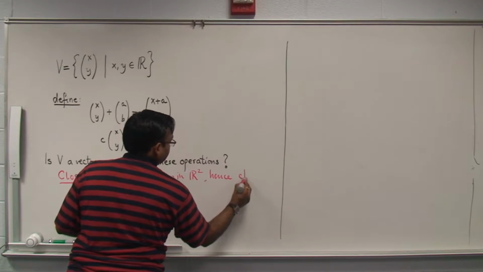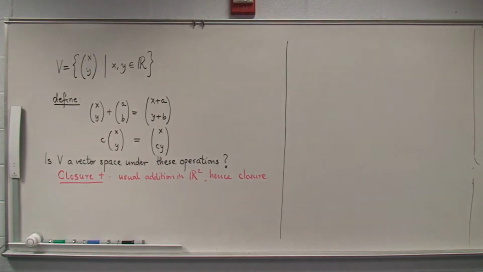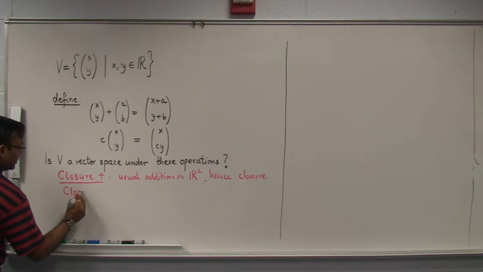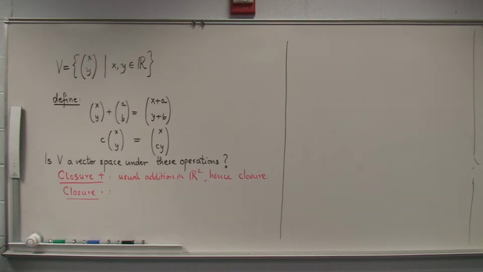Hence, I am guaranteed the closure. Okay, so that is something which we can check fairly easily. Now we have to worry about closure under multiplication. Is it closed under multiplication?